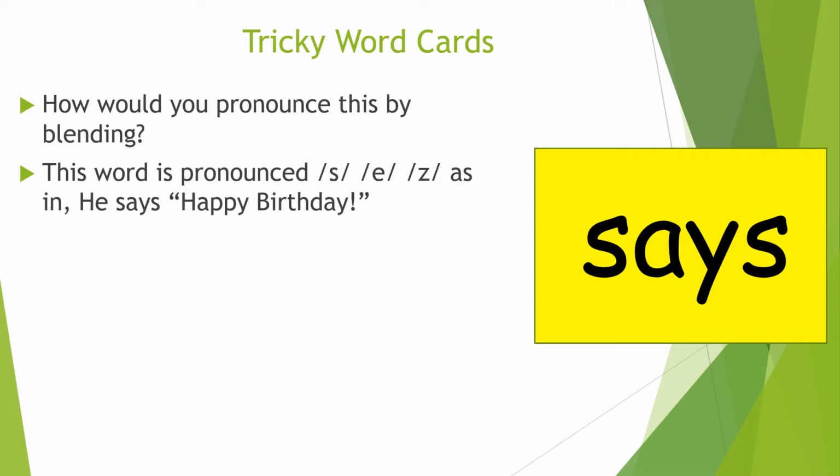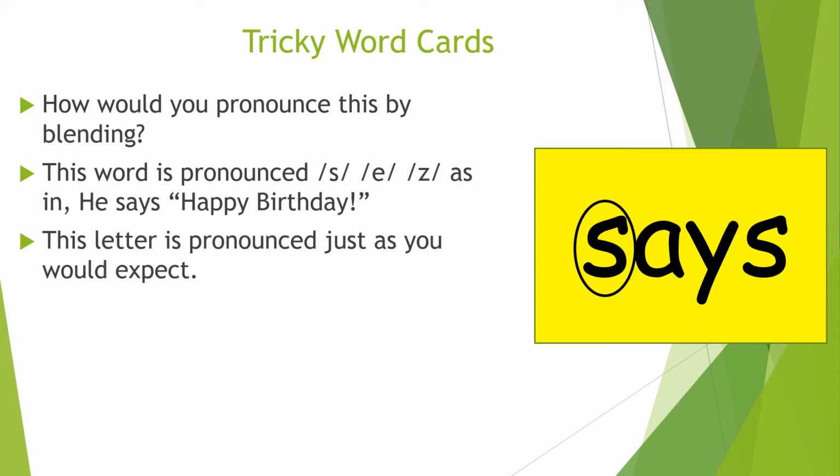How would you pronounce this word on the yellow card by blending? You could say s, a, y, s, sayas. That doesn't sound right at all. This word is actually pronounced s, e, z, as in he says happy birthday. This is the letter S. It's circled so we know this letter follows the rules in this word. It's pronounced just as you would expect.